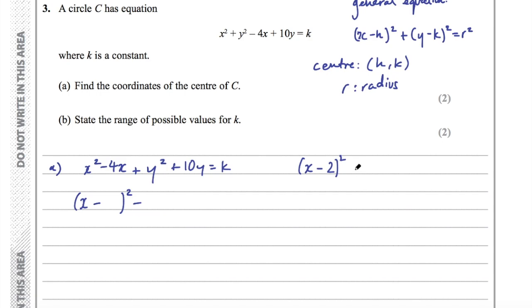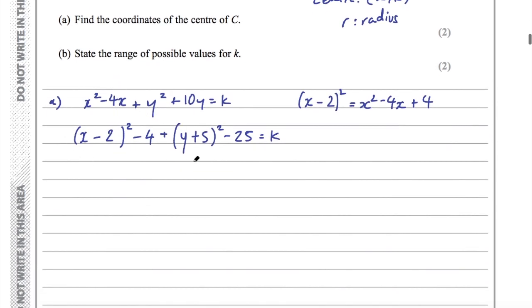So if you expanded these out, you'd get x squared minus 4x plus 4. So now you have a plus 4 that you didn't have before. So if I want to write this as x minus 2 squared, I have to subtract a 4 to still make this equation equal the same thing. So this is going to be x minus 2 squared minus 4. And we need to do the same thing for y, so this will be y plus 5 squared. 5 squared is 25, so I need to subtract 25. And all of that equals k.